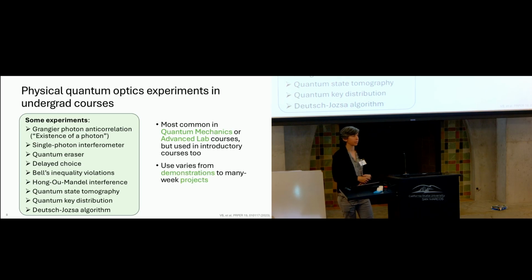And just the way these experiments are used in classes, sometimes they're going to be demonstrations, so it'll be analogous to what we're going to do here, where you get to see the setup, maybe take one set of data. But they're also used as many-week projects, so students can learn, say, optical alignment skills, so some skills that are useful for work in the quantum industry as well.